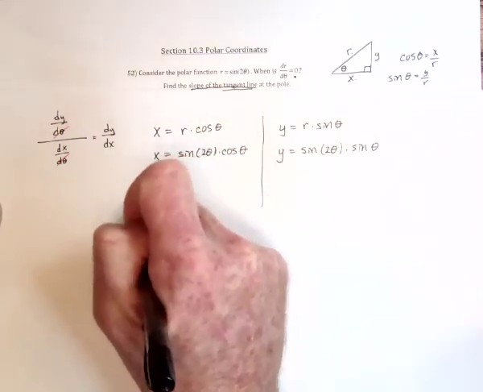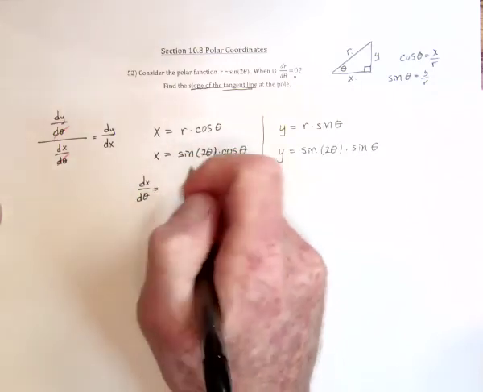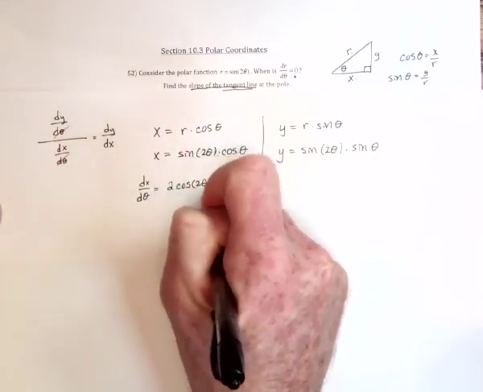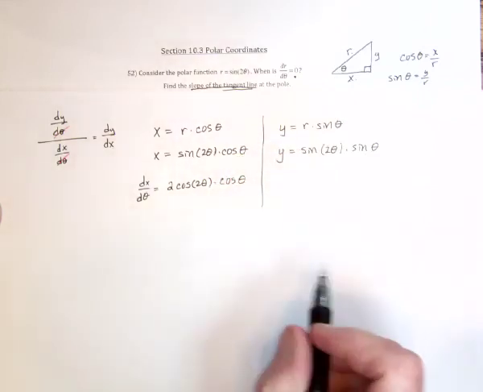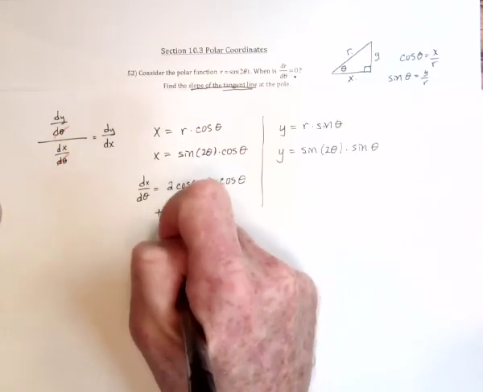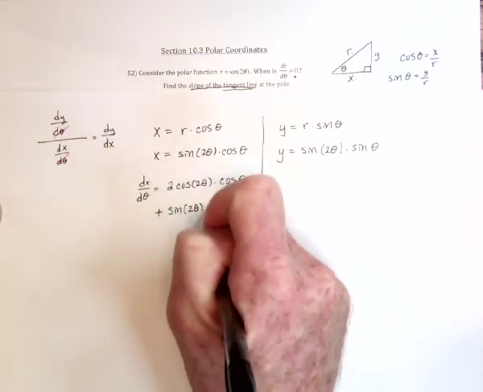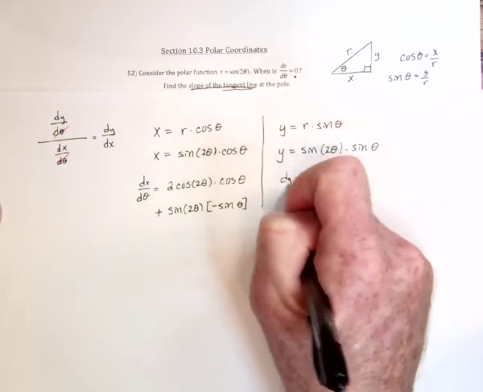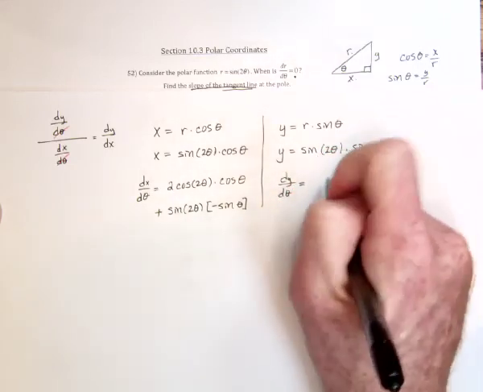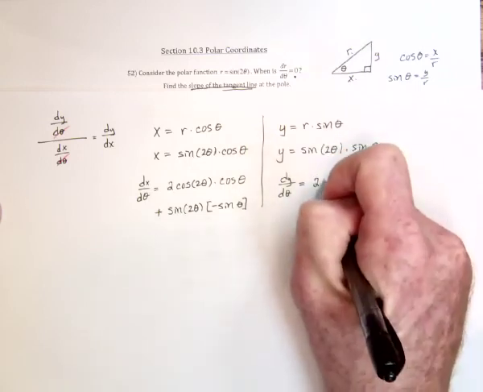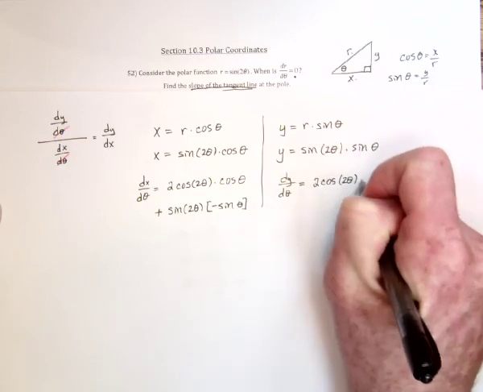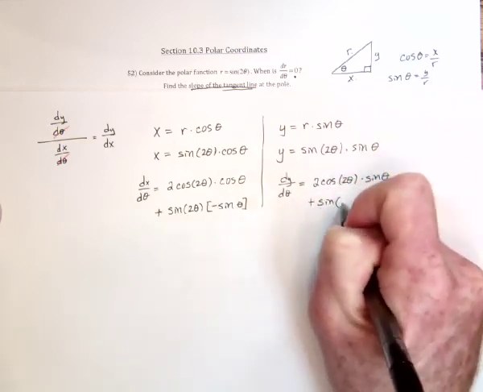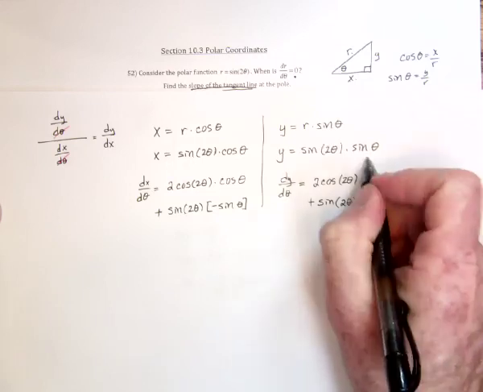So dx d theta is going to be the derivative of sine is cosine, and we need the chain rule, so it's going to be 2 cosine of 2 theta, and then this cosine is left alone. And then plus, leave the sine of 2 theta alone, and the derivative of cosine is negative sine. And then for the derivative of y with respect to theta, the derivative of sine is cosine, and you need to take the derivative of the inside, so 2 cosine of 2 theta with the sine left alone, and then plus, leave sine of 2 theta alone, and then the derivative of this sine is cosine.